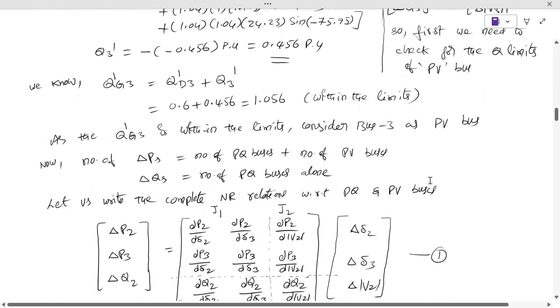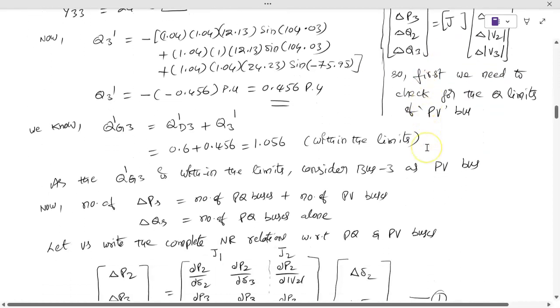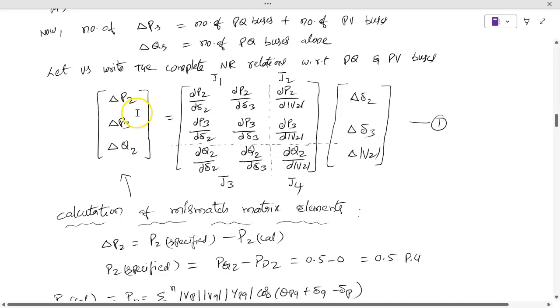Now PV bus means this equation will apply. That is P2, P3: the P value will depend on PQ and PV buses, while the Q value will depend only on the PQ bus, that is the second bus. So this is for buses 2 and 3, and this is for only the second bus. Now after writing this, based on these values, we write the Jacobian matrix with all the dou P by dou del terms.